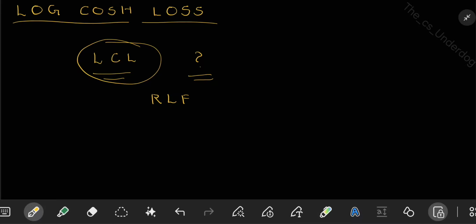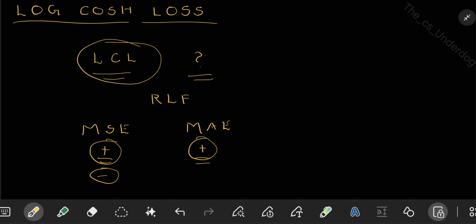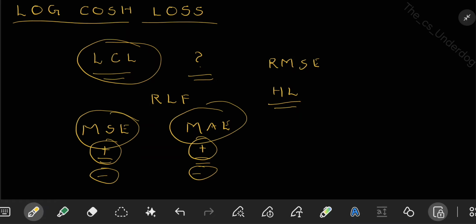We already learned about mean squared error. Then we learned about mean absolute error. Then we tried to find out what are the positives of mean squared error, what are the positives of mean absolute error, how to get both these positives and how to eliminate negatives on both sides. For this, we tried to come up with root mean squared error. Then we learned about Huber loss. Huber loss was a very good alternative which takes care of the positives of both sides and also makes sure that the negatives won't be affected.